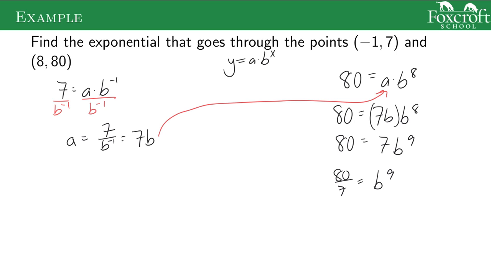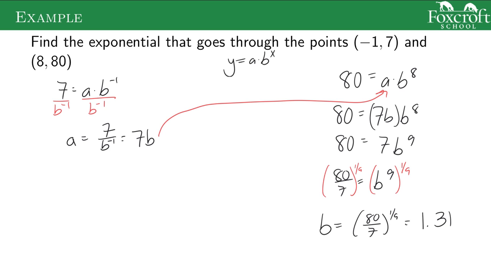Well, I know now what I want to do is get rid of this 9th exponent by taking the 1/9 power of both sides. I'm going to get b equals 80 over 7 to the 1/9. And you can try as hard as you want to find a number you multiply by itself 9 times to get 80 over 7, and you're not going to get a nice number. So what you do is you would just type this in a calculator. You type in 80 over 7, raise it to the 1/9 power, and you're going to get 1.31.